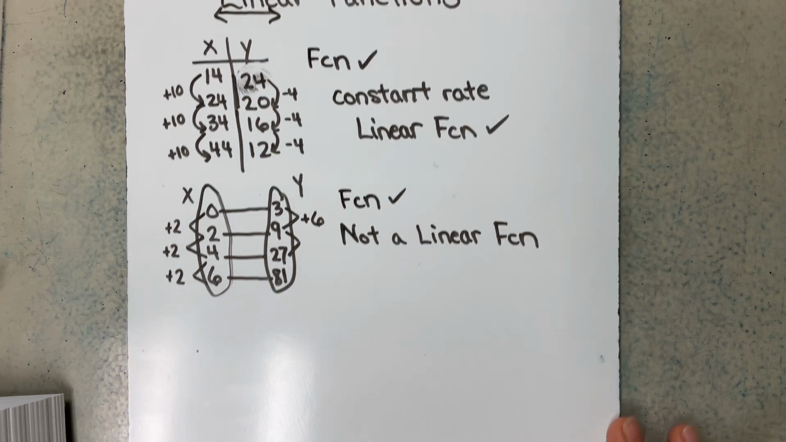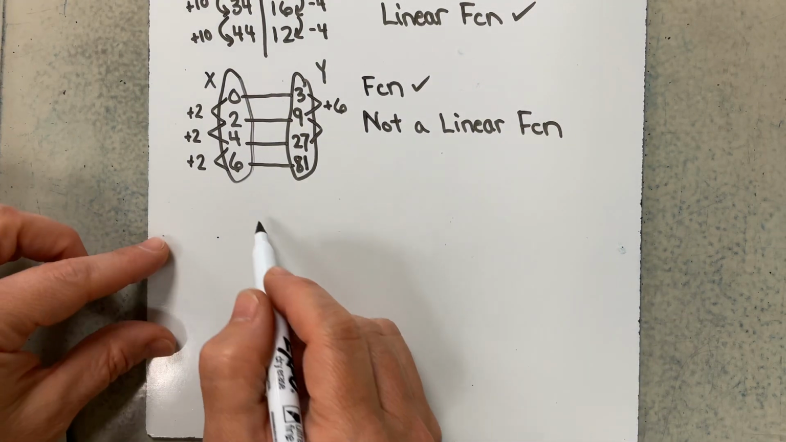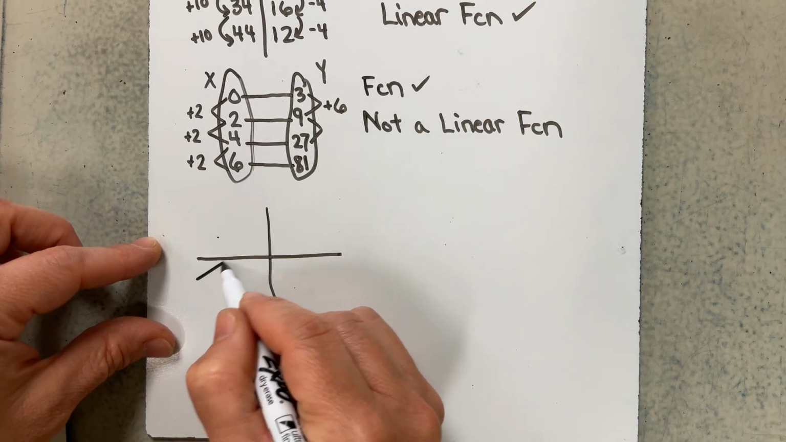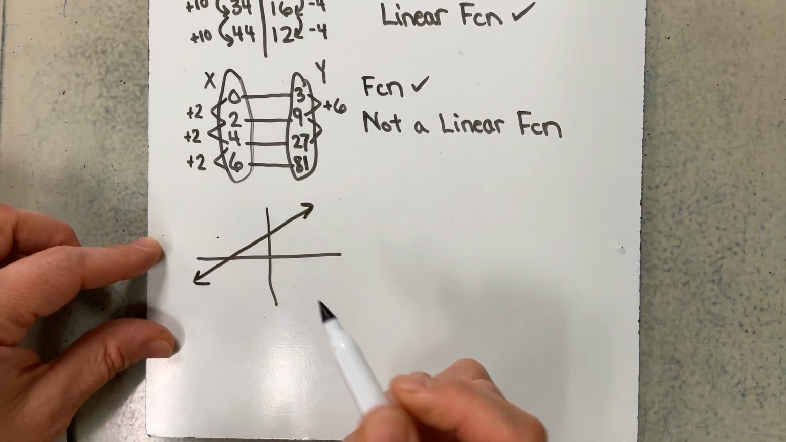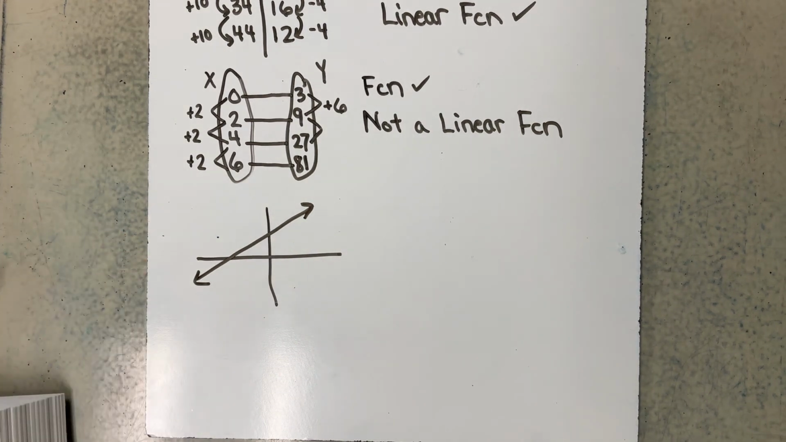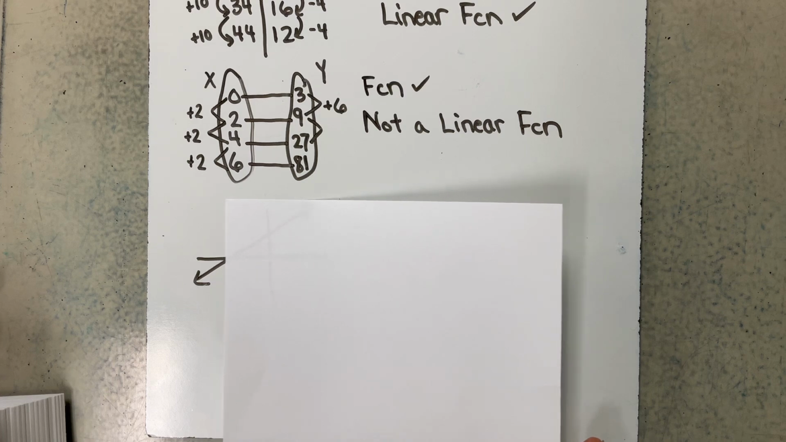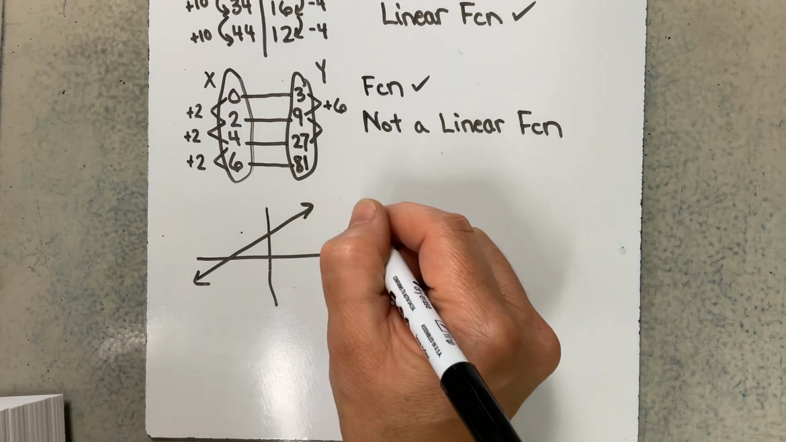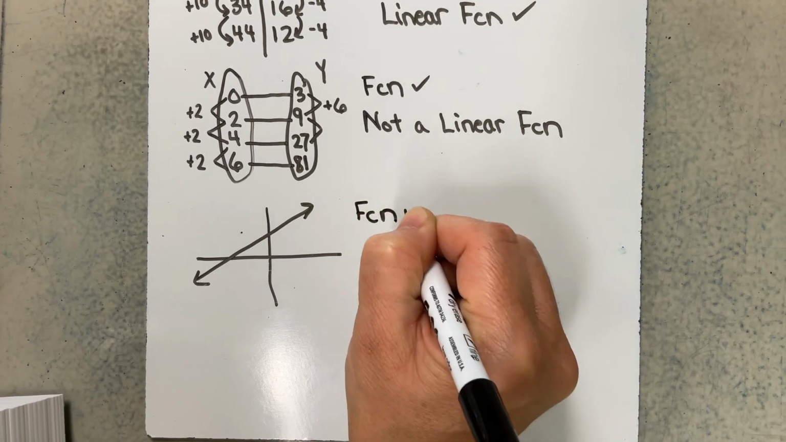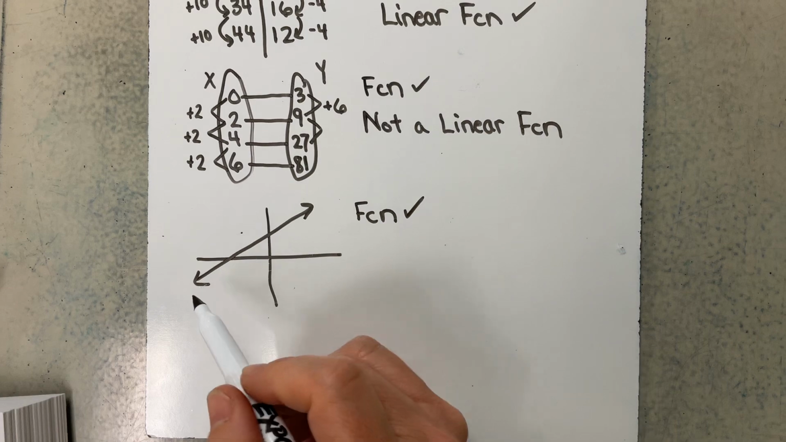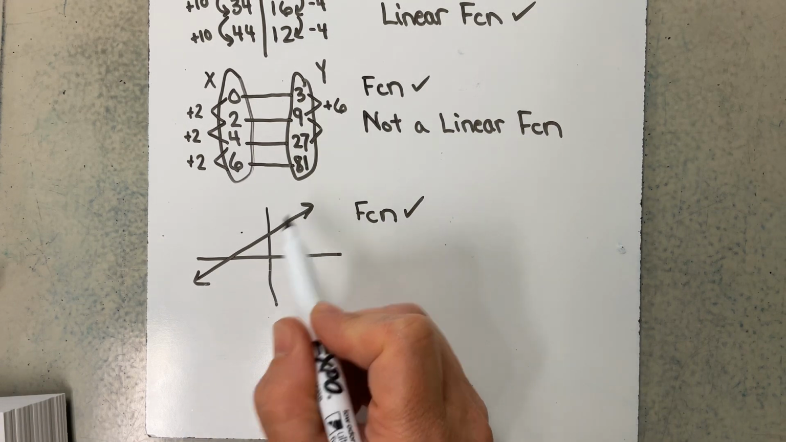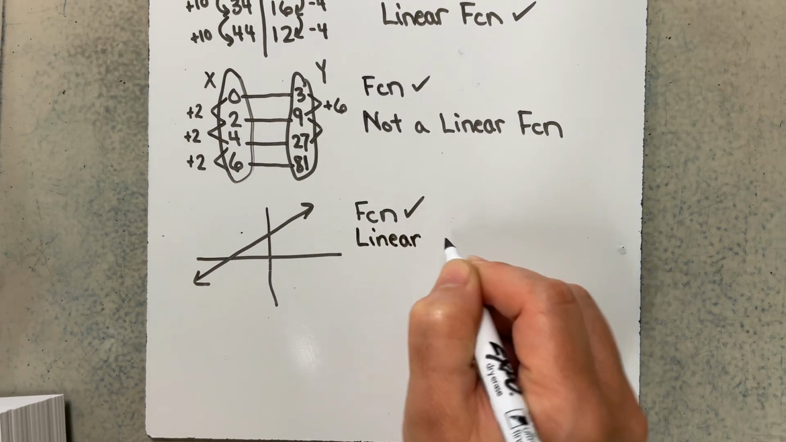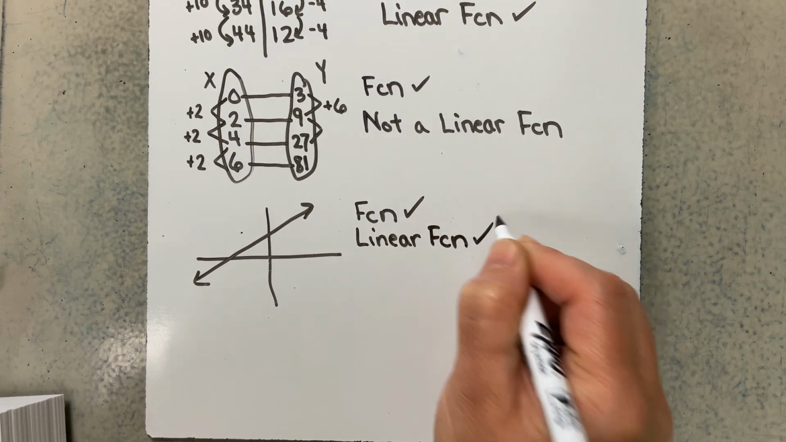Now, sometimes you can be given something like this, all right? So on a graph, if I had this, using my vertical line test, is it a function? Yes, it only passes through one point at a time, so it is a function. Now, is it linear? Is it a line? Well, yes, it definitely is a line, so this is a linear function. Okay, that one is a linear function.